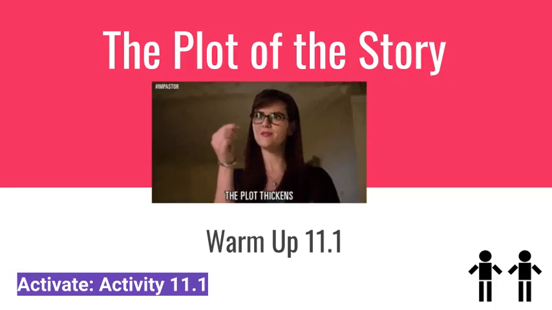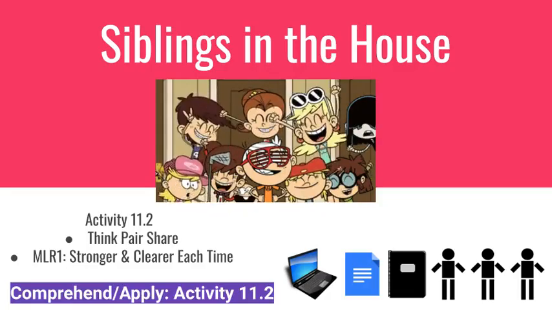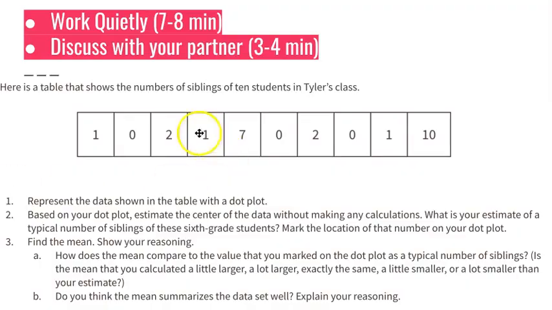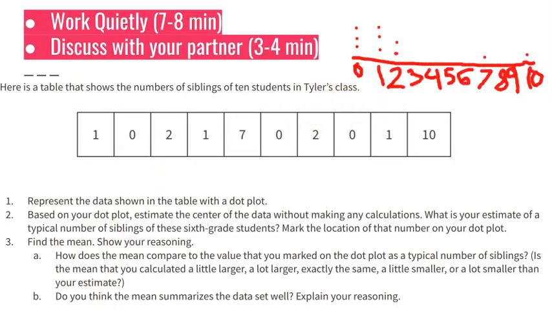Okay. We're going to actually skip the warm-up here and jump to siblings in the house. So here we have a table, number of siblings for 10 students in Tyler's class. What would the dot plot look like for this? Let me quick draw this out. Okay, so I drew out my quick dot plot. I'm sure yours looks a lot better.